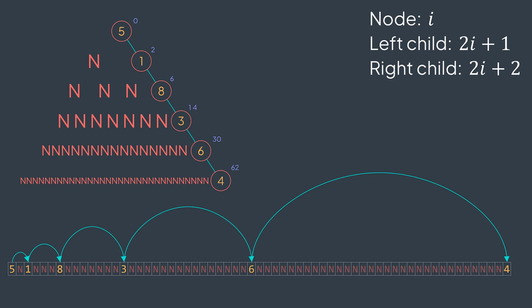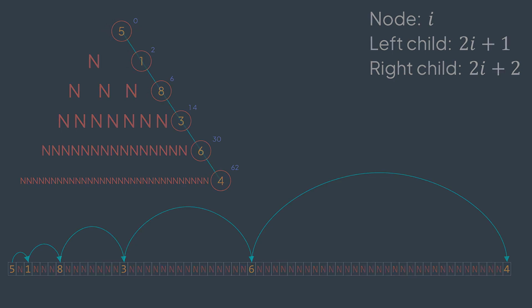The consequence of that is that with a tree of n nodes, in the worst case, we need an array of 2 power n minus 1 elements, which is very inefficient in terms of space. But what about the best case? The best case is when the tree is complete.